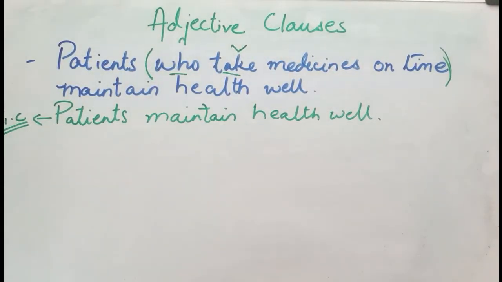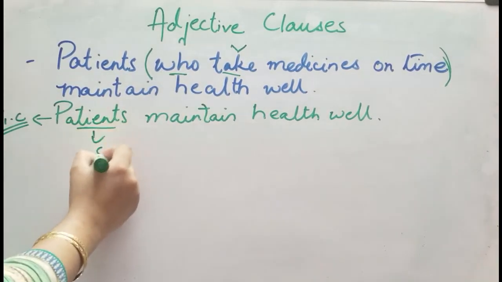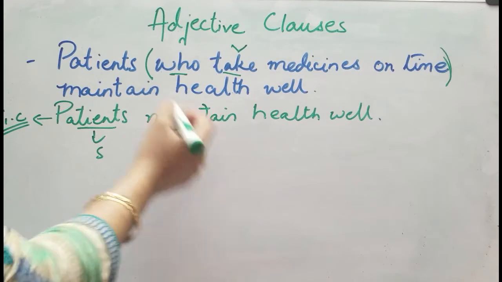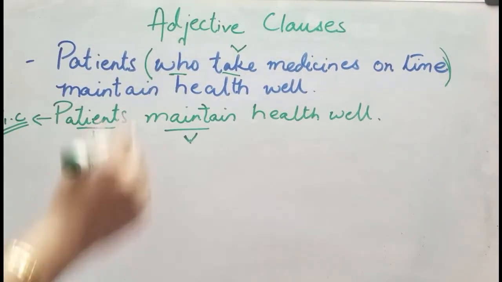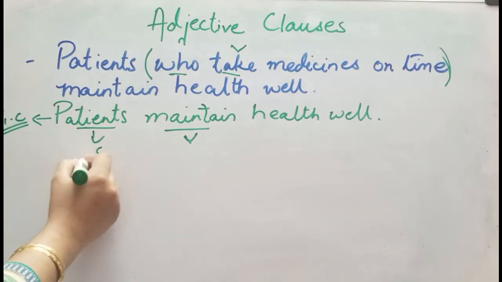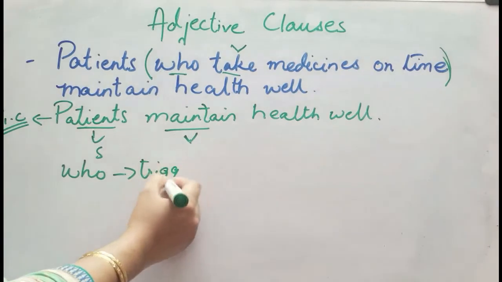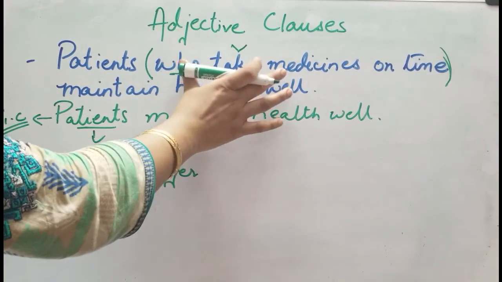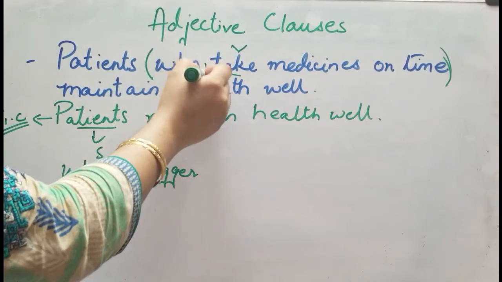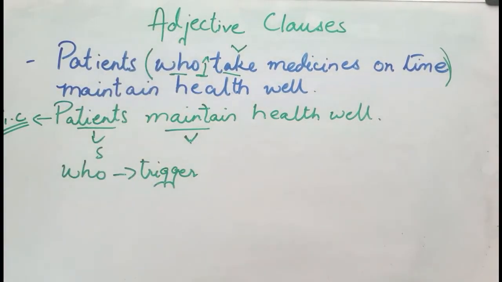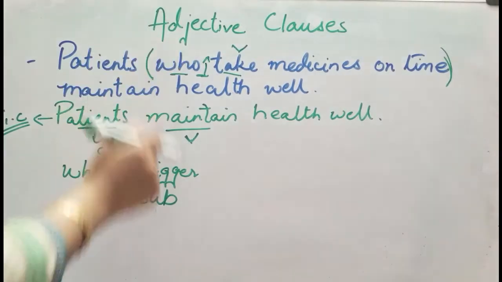Now see, in the independent clause you had a subject over here, you had a verb over here, but if we see this subordinate clause, we have got a trigger word over here, that is who. A subject in the subordinate clause is missing. As you can see, there is no subject over here, right? So when the subject is missing, we'll consider our relative pronoun who as a subject.